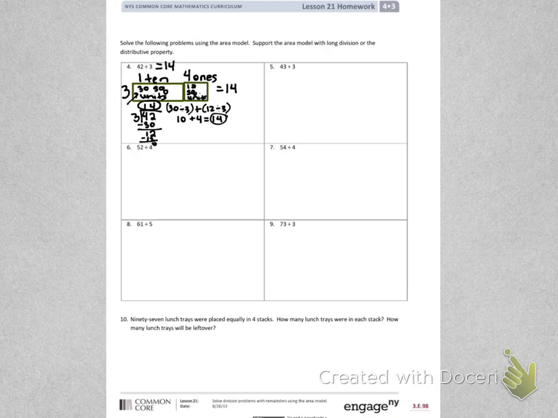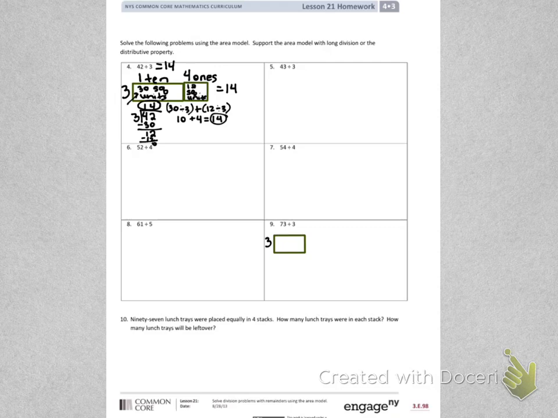The next problem I'm going to look at on this page is number 9. And I'm going to do the same thing. I'm going to solve the problem using an area model, but I will support it with the long division and the distributive property so you can see all of them. So we need to start with a rectangle. And this rectangle is going to have a width of 3. So we have 73 divided by 3.